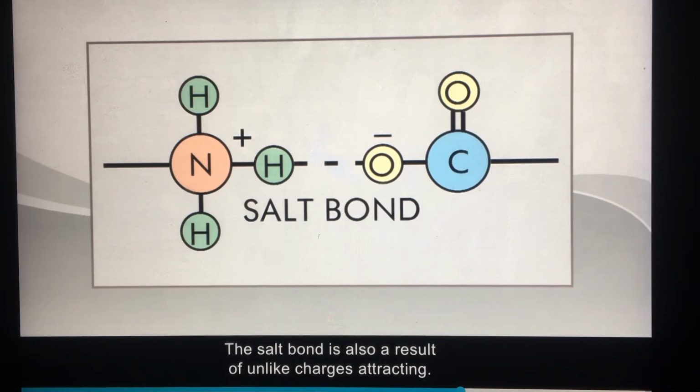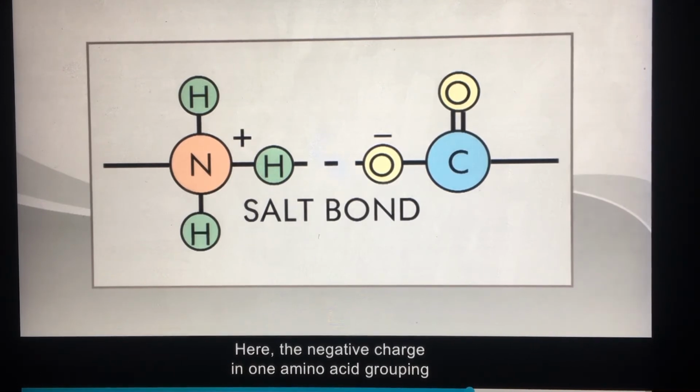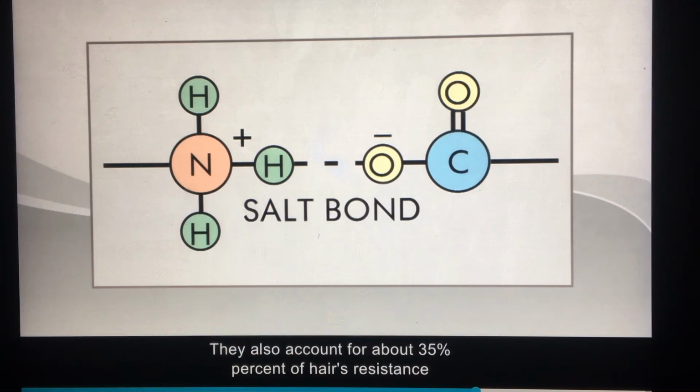The salt bond is also a result of unlike charges attracting. Here, the negative charge in one amino acid grouping attracts the positive charge in another amino acid grouping. They also account for about 35% of hair's resistance to change.